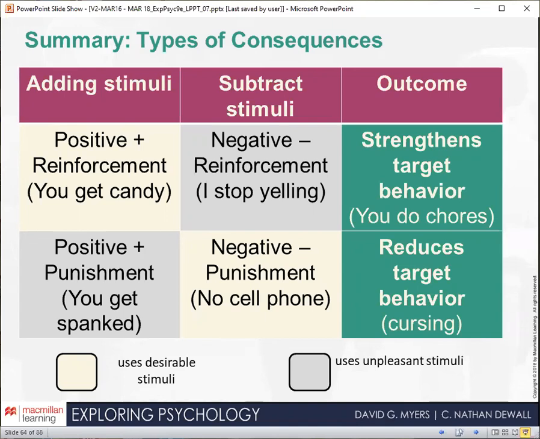So basically, what it comes down to when it comes to positive and negative reinforcement and punishment, it's all about what you're adding and what you're taking away, and whether or not it's a desirable stimulus or an unpleasant stimulus. Okay? All right, I'm going to pause again and see if there are any questions or comments so far.